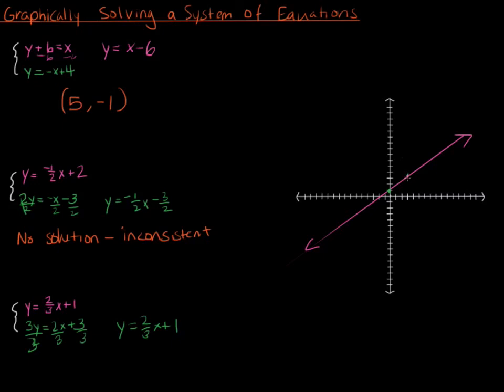Okay, so the points are exactly the same, right? Which means it's exactly the same line. And so these lines are right on top of each other. They're actually the same thing. And that means that any point on these lines is a potential solution to this system of equations. So it has infinitely many solutions, right? Any point you pick on that line, going on forever in both directions, is a possible solution to the system of equations. So we call this infinitely many solutions.